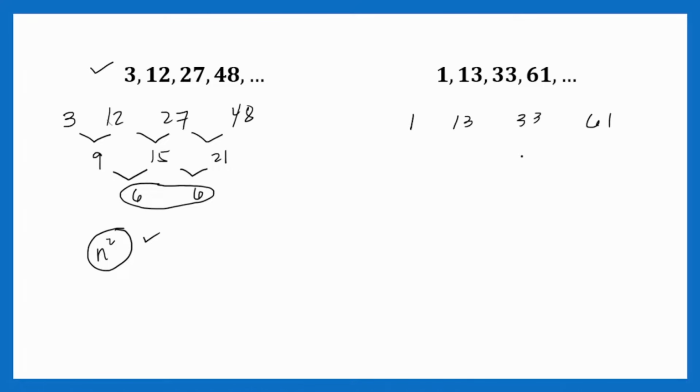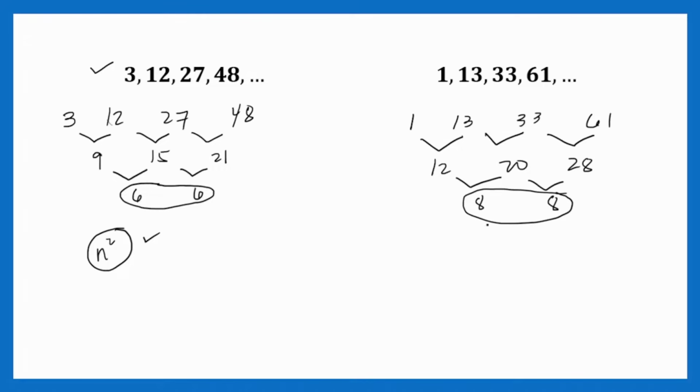Okay. So, first differences muna. 13 minus 1 is 12. 33 minus 13 is 20. Minus mo rin ito. The answer would be 28. Tama? Next. 20 minus 12, the answer is 8. 28 minus 20, the answer is 8. Ayan. So, since naging pareho na etong second difference natin, ibig sabihin ito ay quadratic sequence. Alright. And dapat may n squared sa final answer natin. Alright. So, ganun lang.